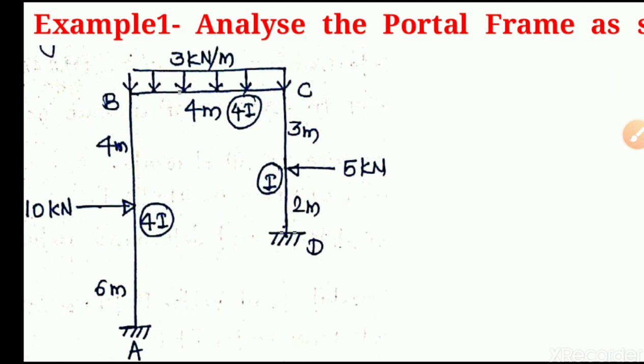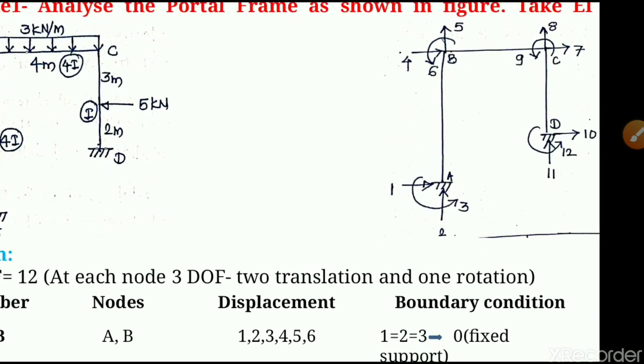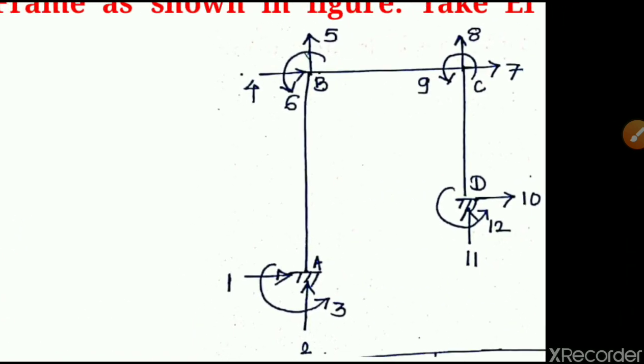So here, while determining the degree of freedom, you have to consider at each joint 3 degrees of freedom. So here, those 3 degrees of freedom are represented in this figure. At joint A, 1 is horizontal translation, 2 is vertical translation and 3 is rotation. At joint B, maintain the same sequence as per the first node, that is first you have to represent horizontal translation, then vertical translation and then rotation. So 4, 5 are translations, 6 is rotation.